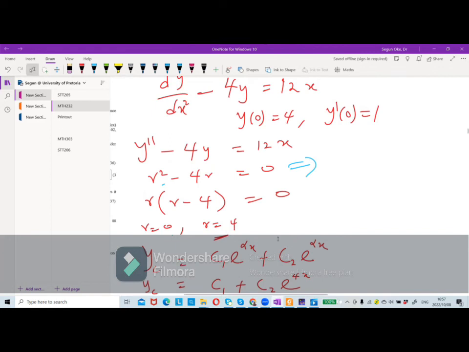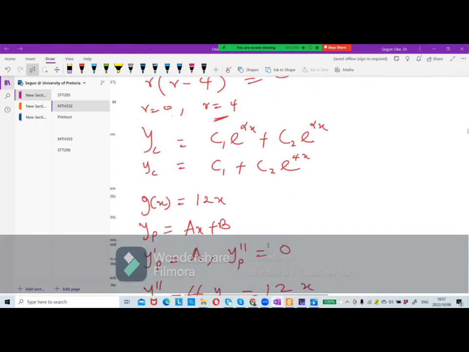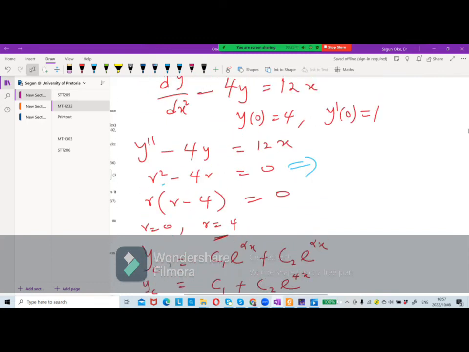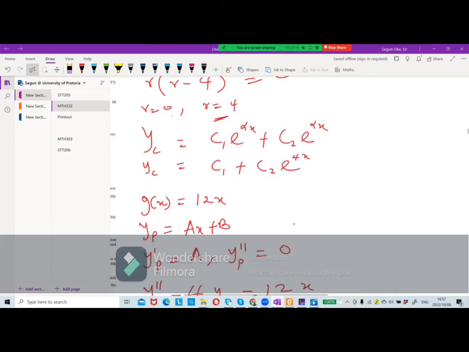So when you substitute them, by the time you substitute them, what do you have? So we have c1, because when c is equal to 0, exponential of 0 is 1. So you have it to be this.